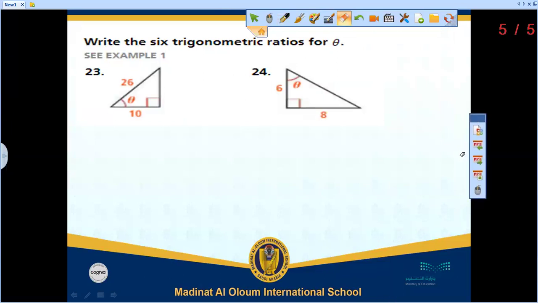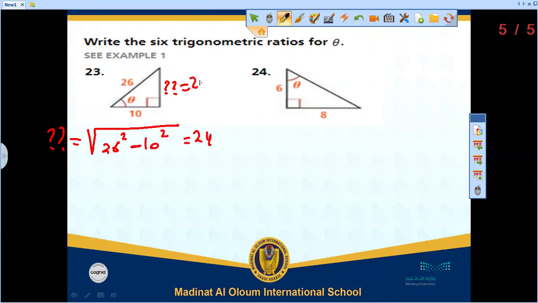For this one, look at this one. Write the 6 trig ratios for theta. How can we get the third side? By Pythagorean. It's radical 26 squared minus 10 squared, because it's a leg, which makes 24. It means this side is now 24.